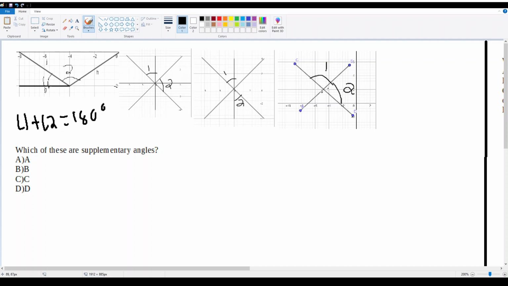So does this one add up to 180 degrees? Well, no. There's this line. We need for this angle, we need this line, and for this angle, we need this angle. So A is incorrect. For B, same thing. We are missing this angle right here, so B is incorrect.